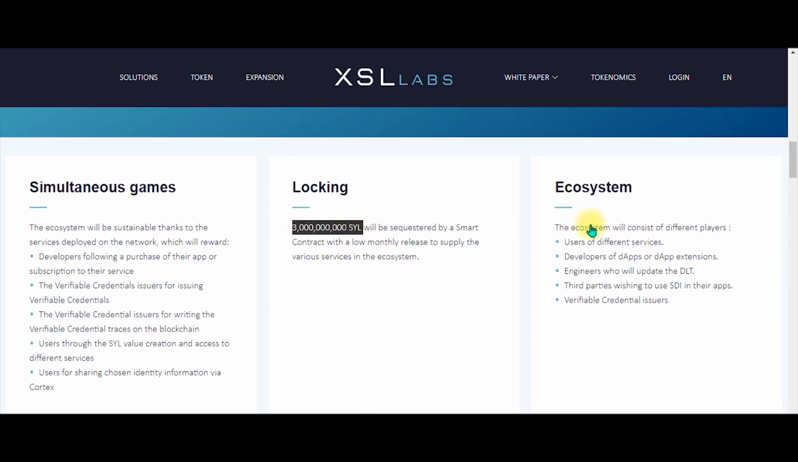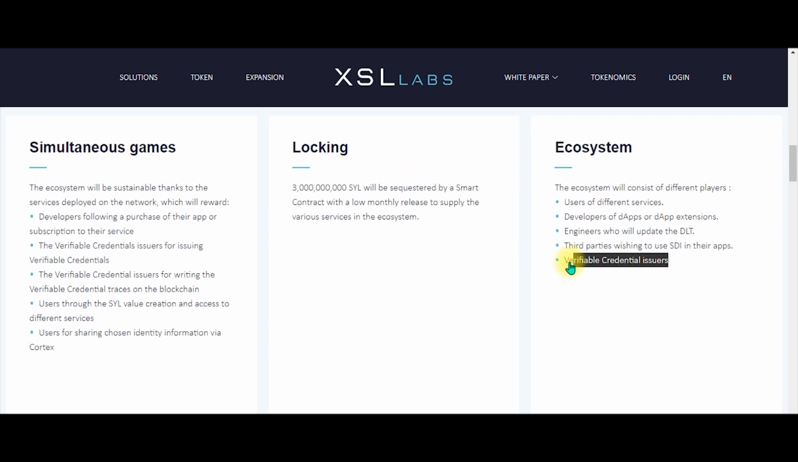And finally, the ecosystem. The ecosystem will consist of different players, which are the users of different services, the developers, the engineers who will update, third parties wishing to use SDI in their apps. For example, maybe WhatsApp can use SDI, you never know that. Big money right there. And then obviously verifiable credential issuers.